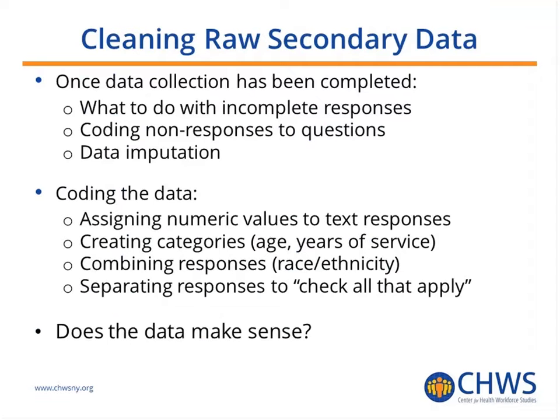Additionally, one of the things that we always look at is how do you combine responses, especially around race and ethnicity. So a lot of times people will ask race and ethnicity separately. Do you want to report them together? Do you want to report them separately? So rather than report white, black, and then Hispanic, you may want to report white, non-Hispanic, black, non-Hispanic, and Hispanic Latino. So there are a number of things you can do. And also when you get the check-all-that-apply responses, how do you deal with that? So these are all things you really want to think about as you're coding and you're playing with your data.